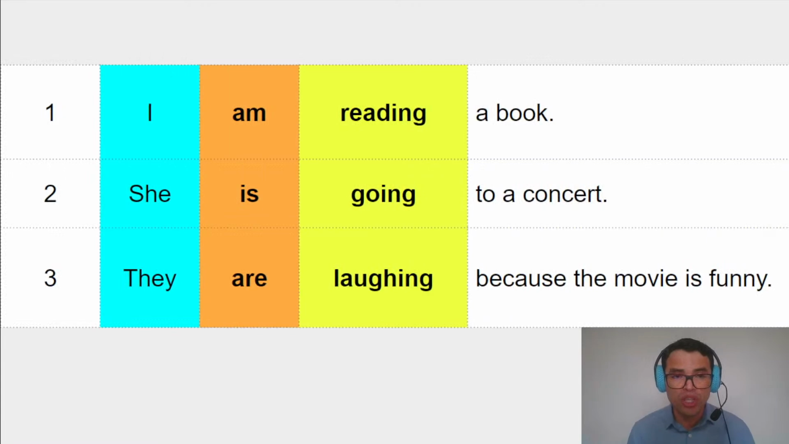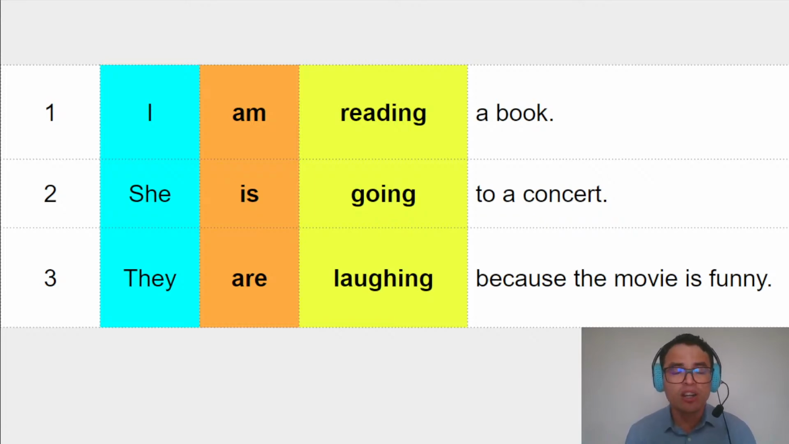In order to do that, you need to change the order of the words a little bit. This time, you're going to start with a subject, light blue. Then the verb to be, which has to be conjugated depending on the subject, which you see in orange. Then you're going to have a verb that finishes in ing. Do you see yellow? And a complement.